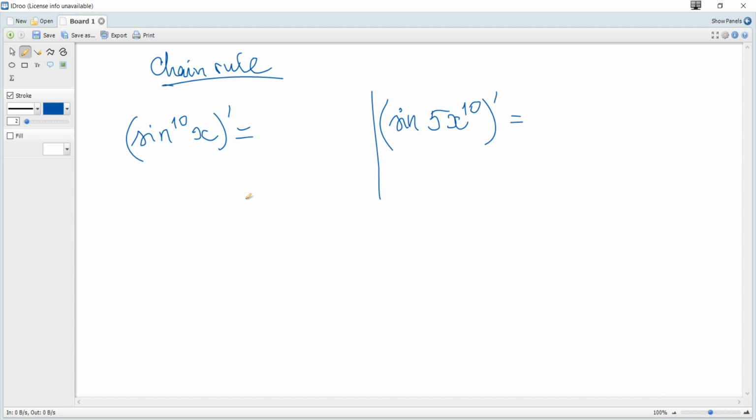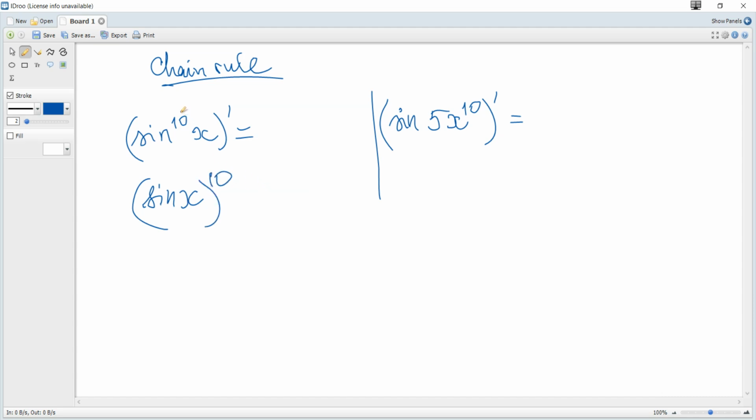Today we are going to consider how to apply chain rule, product rule and quotient rule to find the derivative of a function. How to apply chain rule? In general, there may be only two situations. When a function is raised to some power, for example sine to the power of 10, it means sine x is raised to the 10th power.